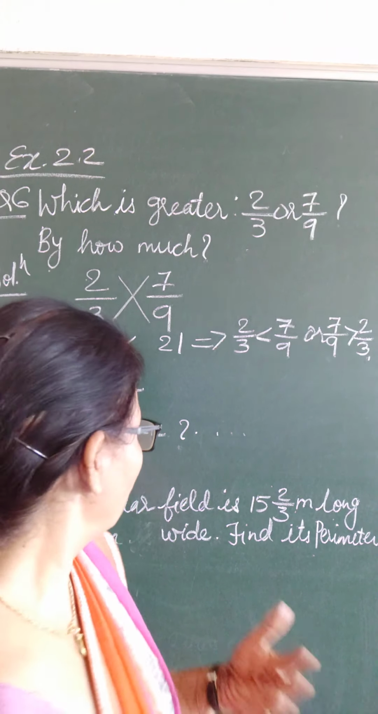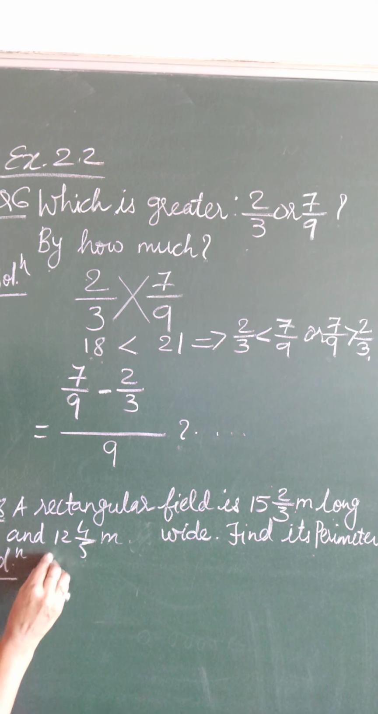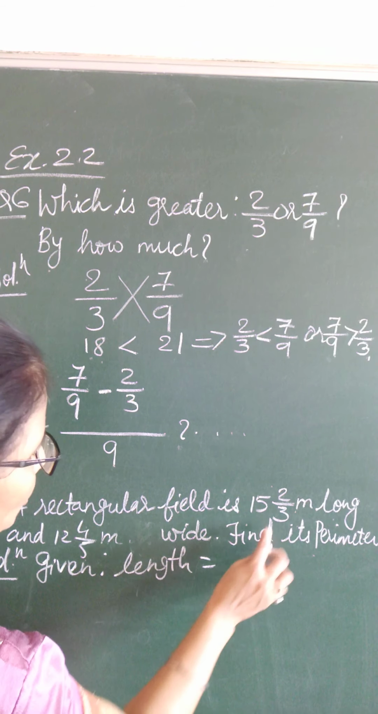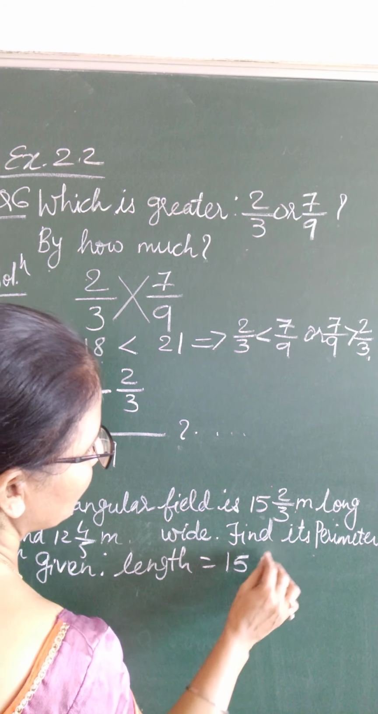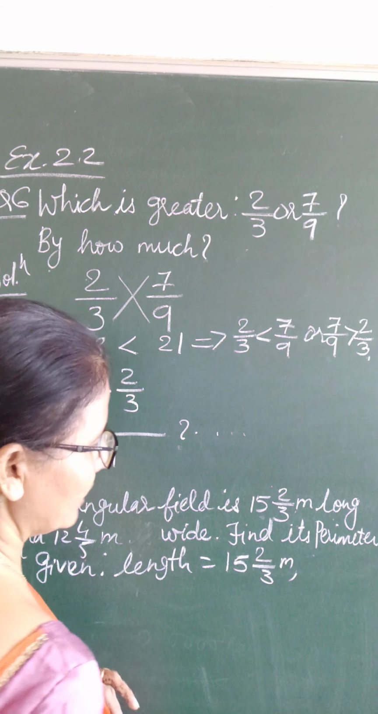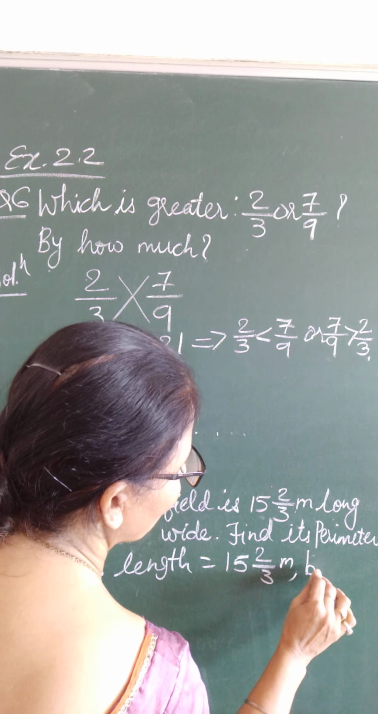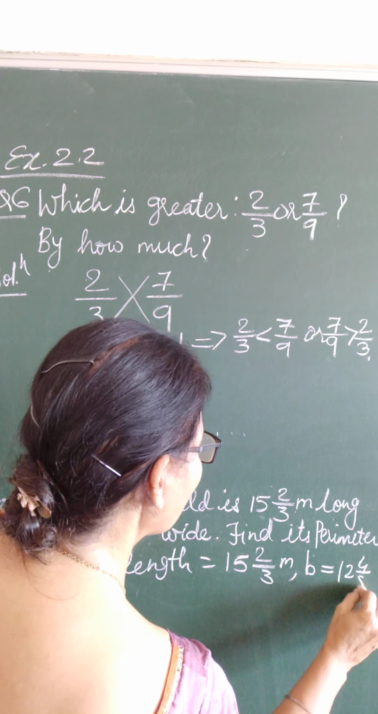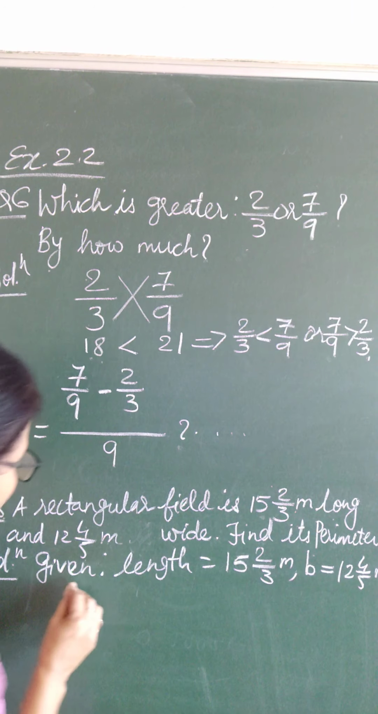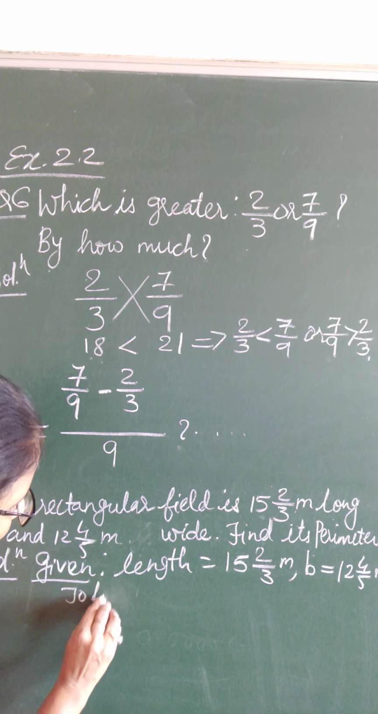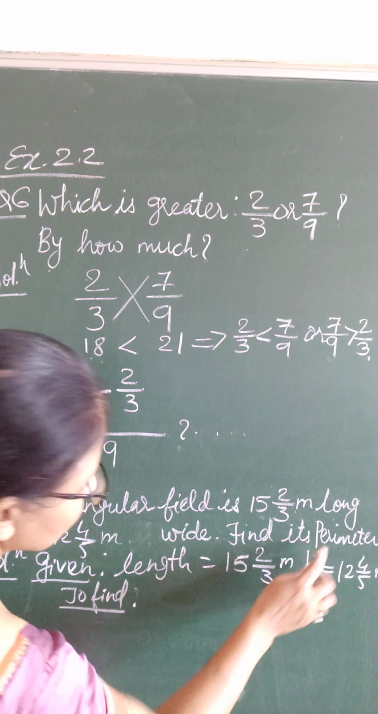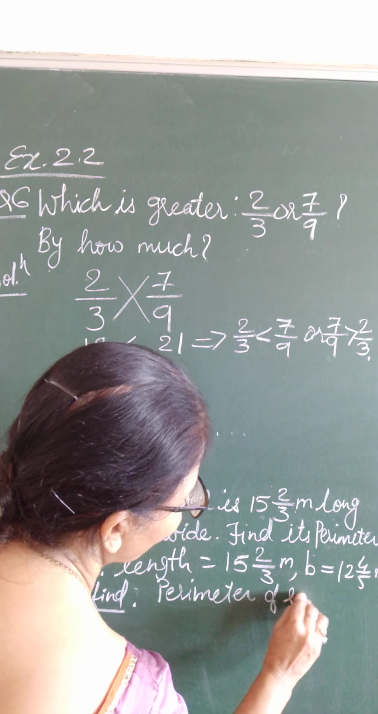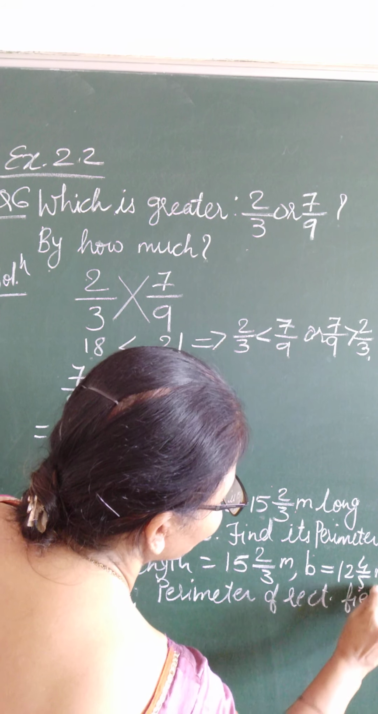So it's easy only. See, first you write down what is given. What is given? Length. How much? See in the question, read properly. 15 2 by 3 meter is the length. Again what is given? Breadth, or you can write small b. What is the breadth of the rectangle given? 12 4 by 5 meter. Now you can write what is to find. What you have to find is perimeter. You have to find the perimeter of the rectangular field.